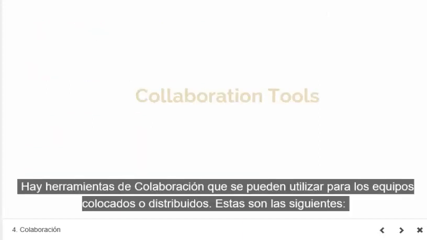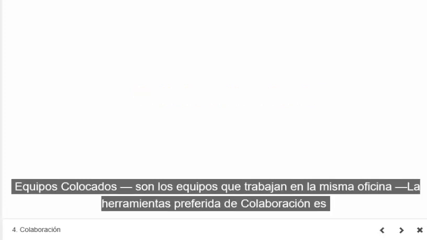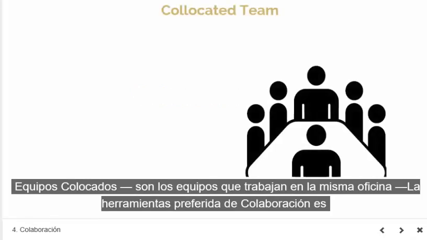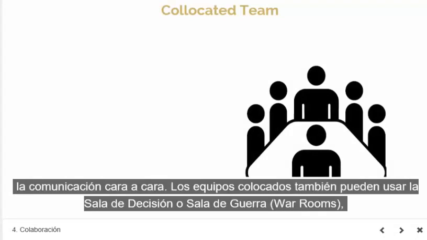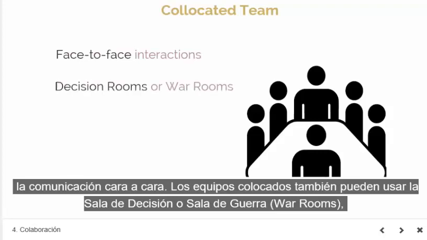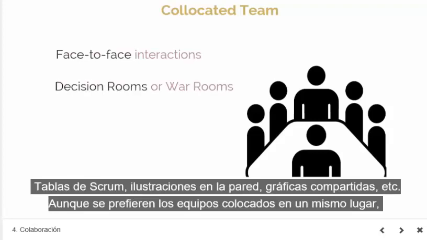There are collaboration tools that can be used for co-located or distributed teams. For co-located teams, those working in the same office, a preferred collaboration tool is face-to-face communication. Co-located teams can also use decision rooms or war rooms, Scrum boards, wall displays, shared tables, and so on.